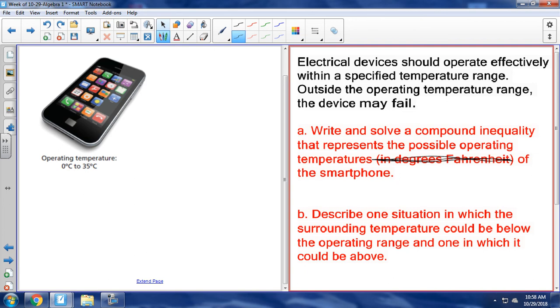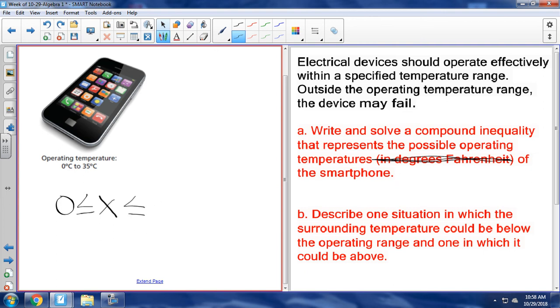0. Do we want x to be greater than that or less than that? Do we want our phone to be greater than 0 or less than 0? Okay, so our phone is x, so we want our phone to be greater than or equal to 0. Yeah, I guess it can operate at 0 exactly. And then do we want our phone to be less than or greater than 35 degrees? Less than. We don't want it to be super hot, so this would be the inequality. So this is really part A, okay?